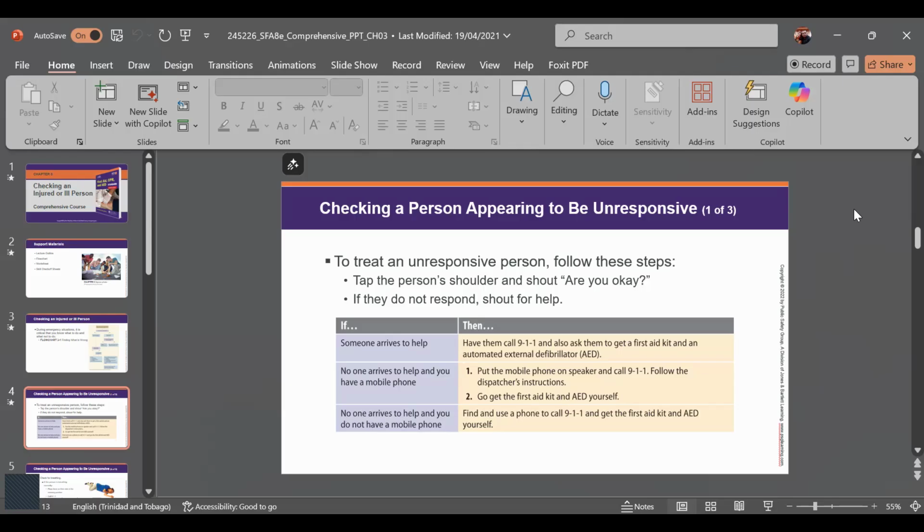The dispatcher will not get angry with you. They will not curse you. They are there to help you. You are requesting help. Think about it. No person who is healthy and in a state of excellent well-being is going to call the ambulance for themselves.